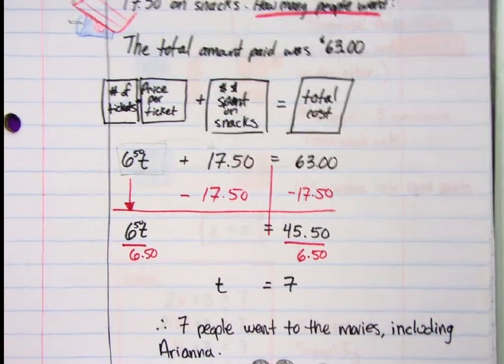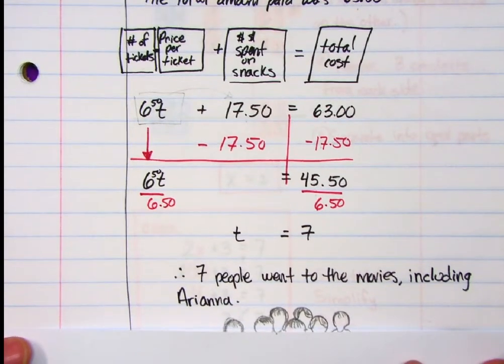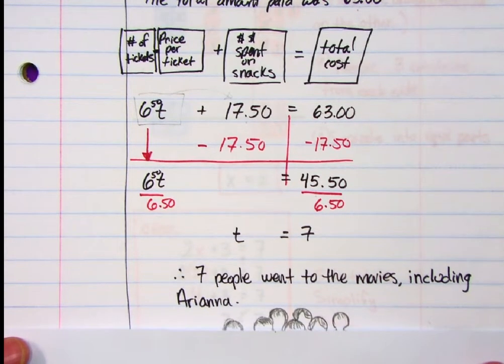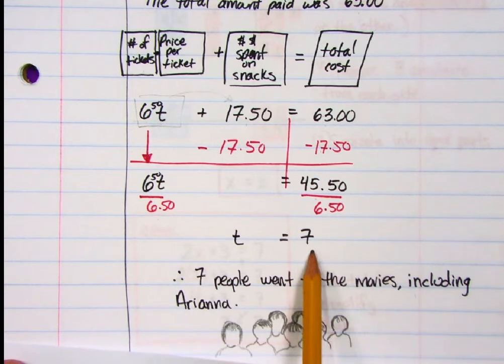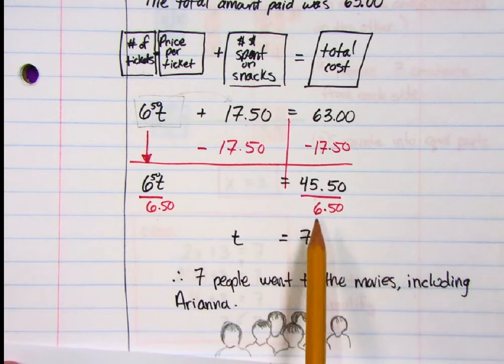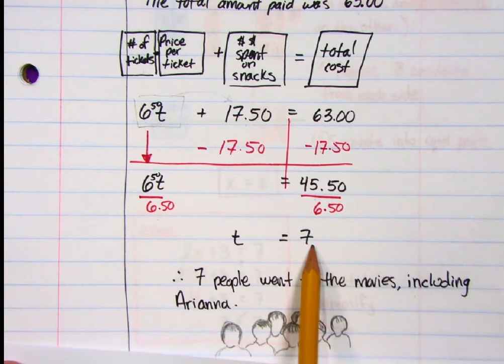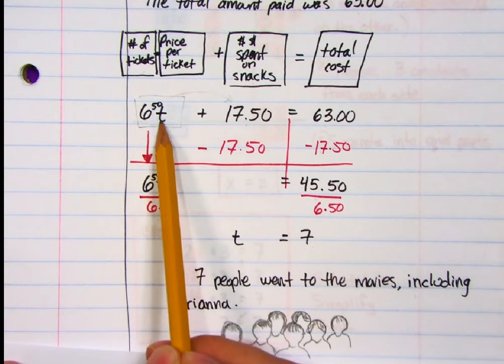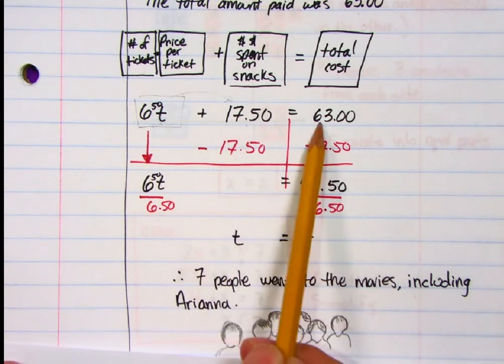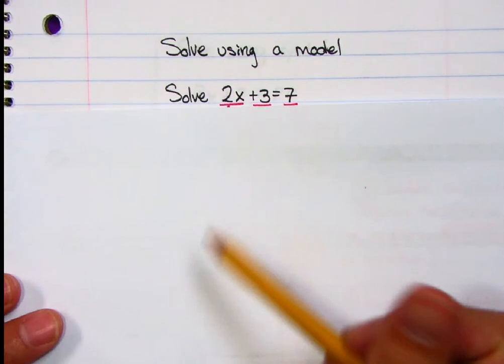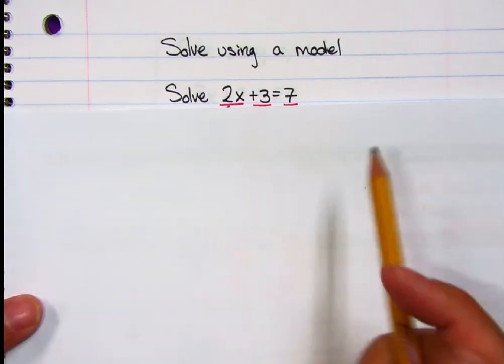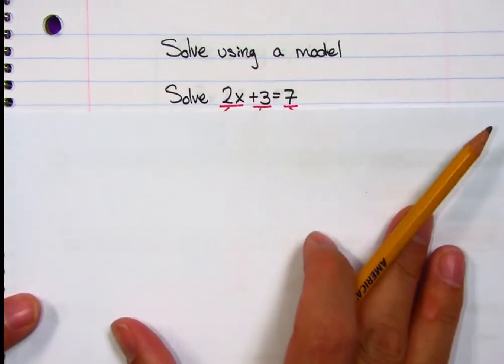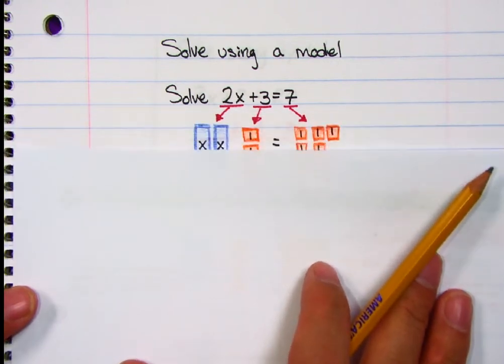So therefore, 7 people went to the movies, including Ariana. Okay, so 7 is how we can figure this out. How can I double check? I could use my calculator and go 7 times $6.50, add that to $17.50, and I should end up with $63. We'll be spending some time in class showing you how to solve this using a model called algebra tiles. So let's take a look.